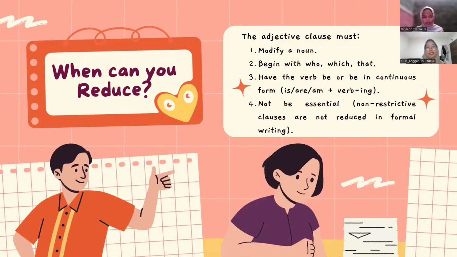Now, when can we reduce an adjective clause? There are four main rules. The first is it must modify a noun. The second is it must begin with who, which, or that. The third is it must include a be verb or a verb in the continuous form. And the last is it must be non-essential or non-restrictive in formal writing.